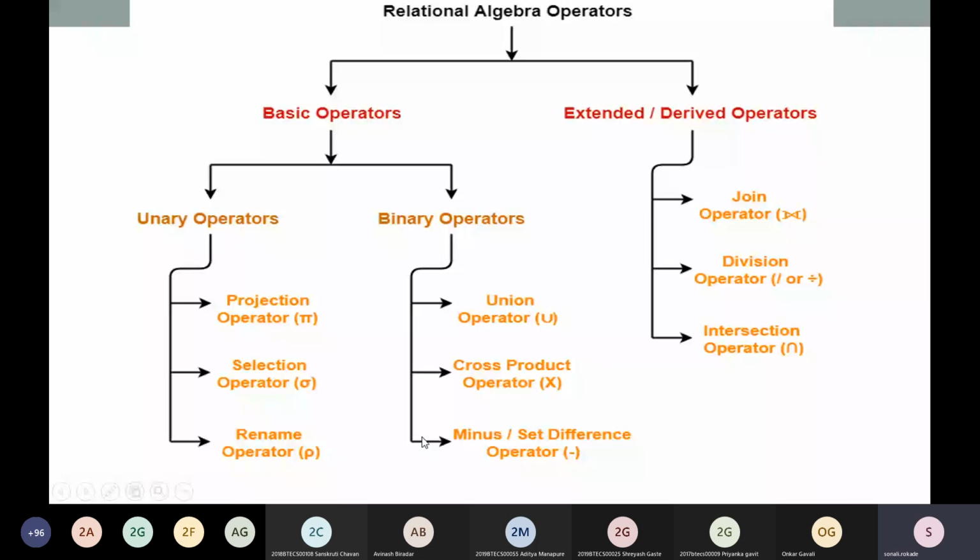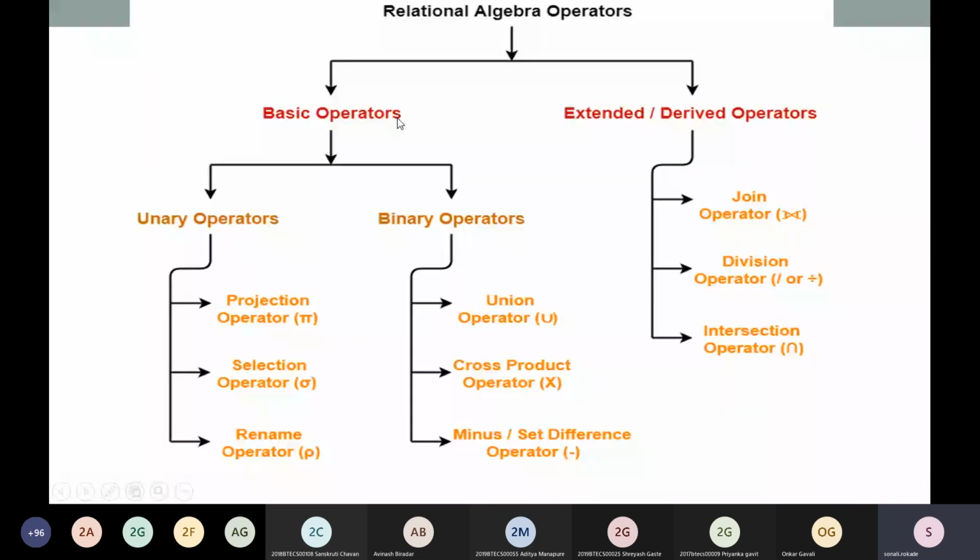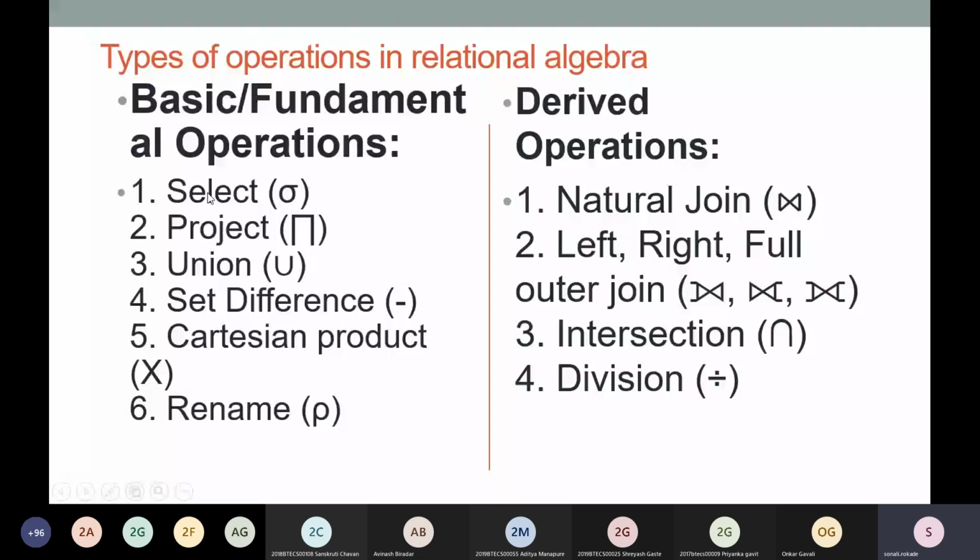So let us check out what are the basic operators and sub parts. These operators are again divided into some more parts. The basic operations are select, sigma, project, pi, union, U, set difference, minus, Cartesian product, then rename. All are included on one side because they are the basic ones, whether unary or binary. Now here is another one: join operators. The join operators are again divided into three parts.